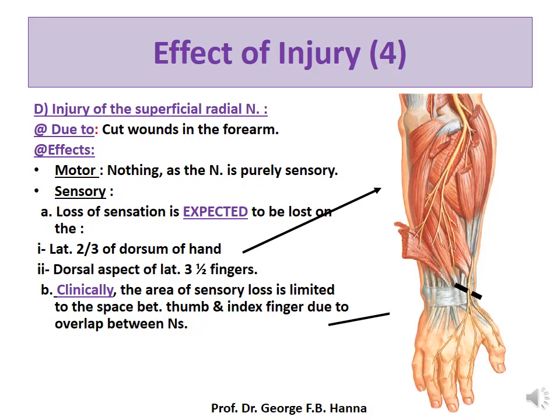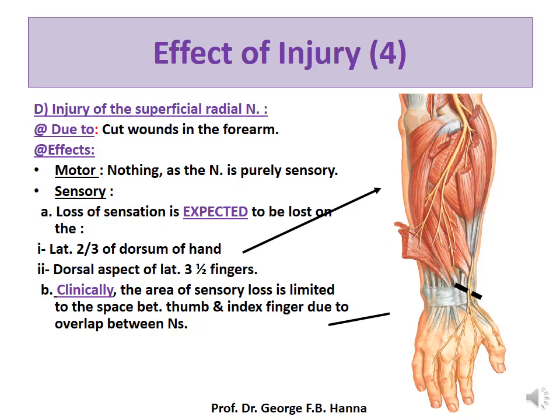Number four, effect of injury of the superficial radial nerve. You know the superficial radial nerve passes superficial to the extensor retinaculum here? Yes. So it might be affected by cut wounds in the forearm during street fights, burglars, or whatever. So the motor effects, nothing. Of course, nothing, because the nerve is purely sensory.